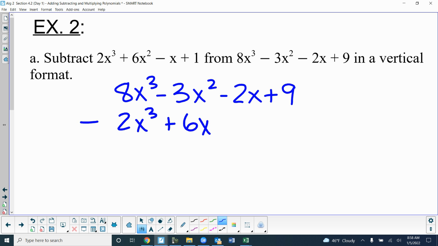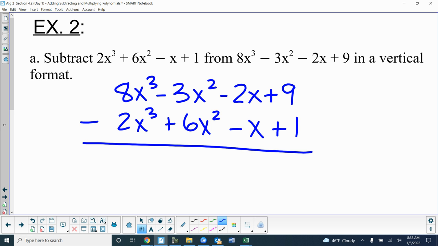So pay attention to the details. Don't get in a hurry like me. All right, so this is going to change to 6x cubed, positive, and negative 3 minus 6x squared would be negative 9x squared. Negative 2x minus a negative 1x is a negative 1x, because we're adding 1x. And then 9 minus 1 would be 8. So I shouldn't have gotten in a hurry.